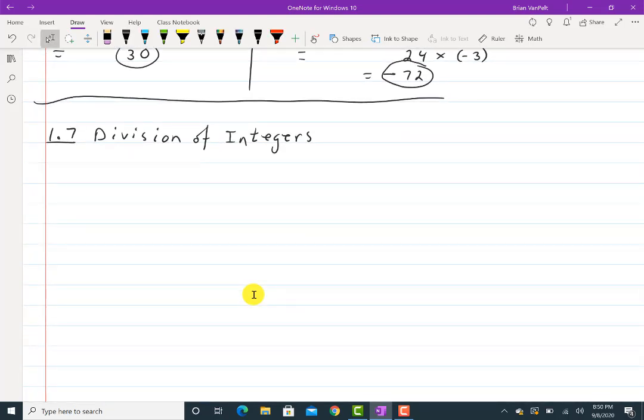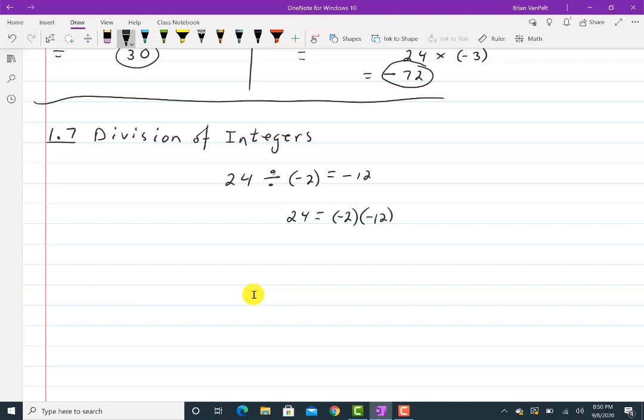So let's take a look. What happens if I take a positive and divide it by a negative? Well, you probably know that this answer is going to be either 12 or negative 12, depending on that. But if I say it's negative 12, remember how to reverse a division problem. Is it true that 24 equals negative 2 times negative 12?